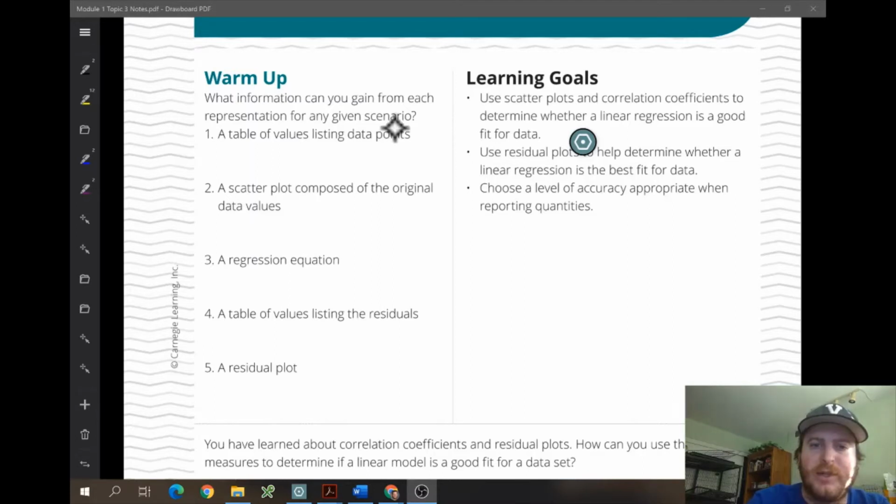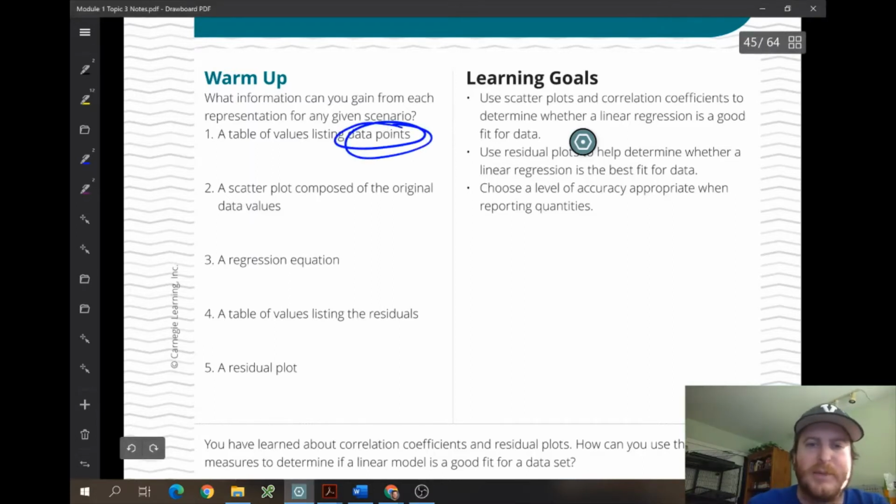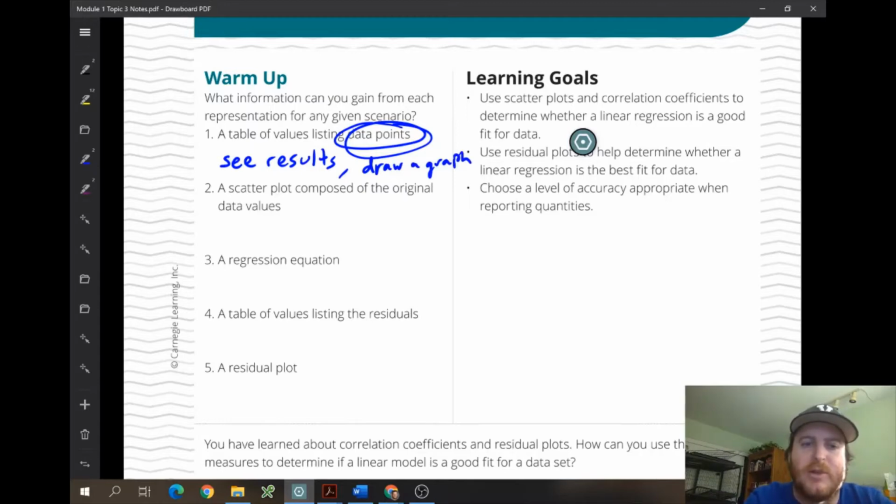So the first one is just the table of values of data points, of the data specifically. So like that frozen yogurt data compared to the temperature outside. Really from there, all we can do is just see the results. That's really all we can do. Maybe we could draw a graph as well, but we can't really make any predictions yet. Once we have a scatter plot, right, that is our graph, then what can we do with that? We still can't really make any predictions. We can see the results graphically. Sometimes that's nicer. And we might be able to draw a best fit line.